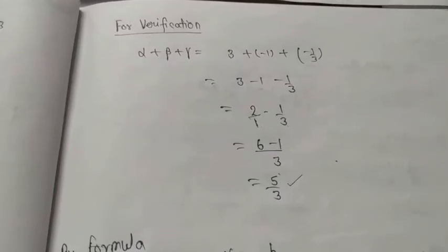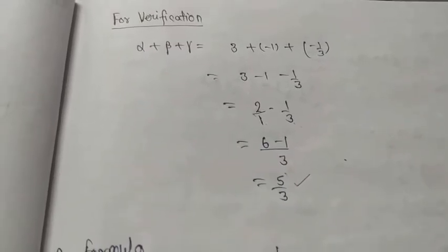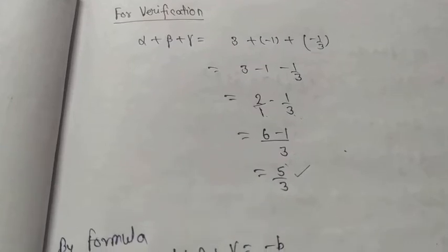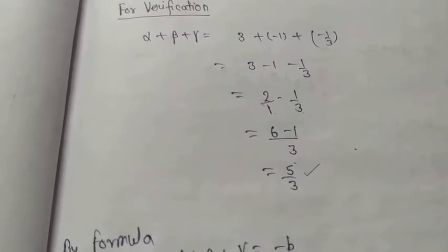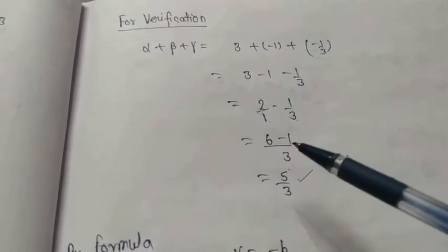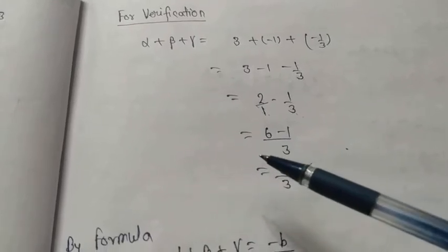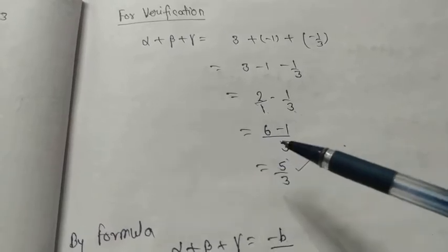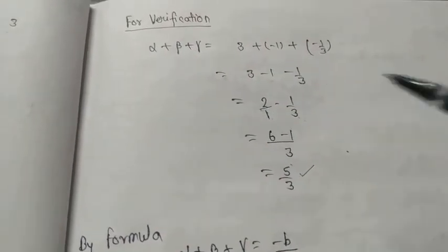Okay. Now what is our next part, children? We have to verify the relationship between zeros and their coefficients. So zeros you all know, alpha, beta, gamma. So there were 3 formulas: the sum of the zeros, the product of the zeros, and the sum of the products of the zeros taken 2 at a time. Okay, so first one by one we will verify it.